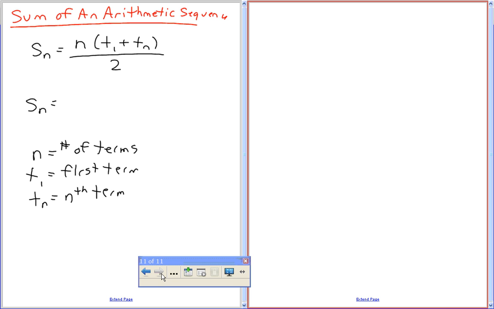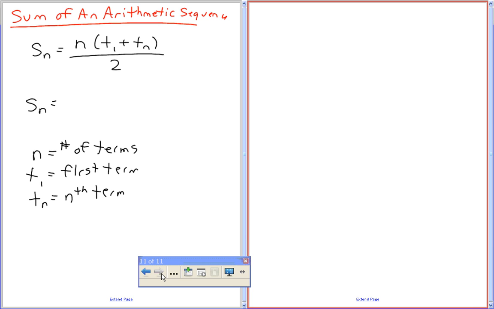Let's say you don't have the value of the last term. How can I deal with this? Well, what does Tn equal? In general, what's the equation for Tn? Oh, goodness, we just did it. What's Tn?